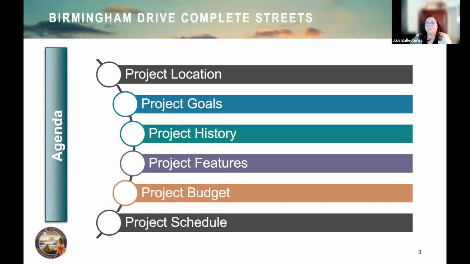So I will go ahead and begin the presentation and basically review what you see on your screen, which are the main points of discussion for today's meeting. So we will go through the project location again, the project goals, the history, the main features of the project, our budget, and our project schedule.